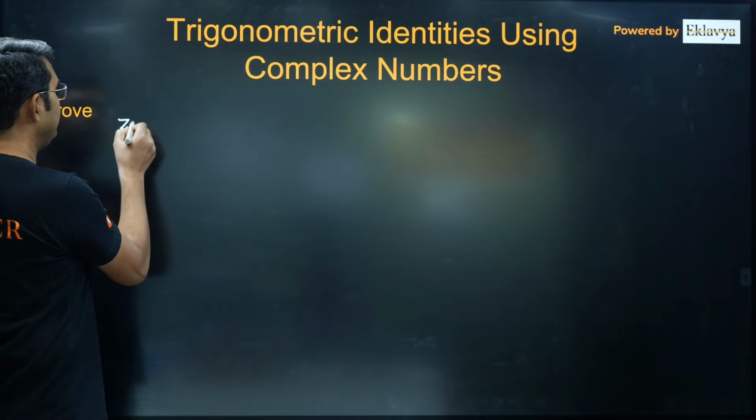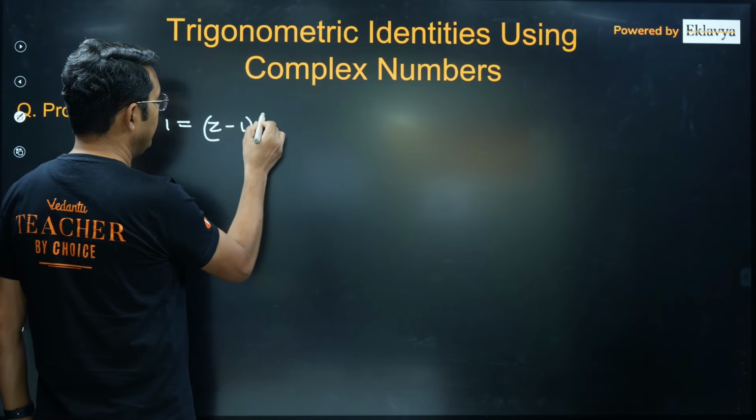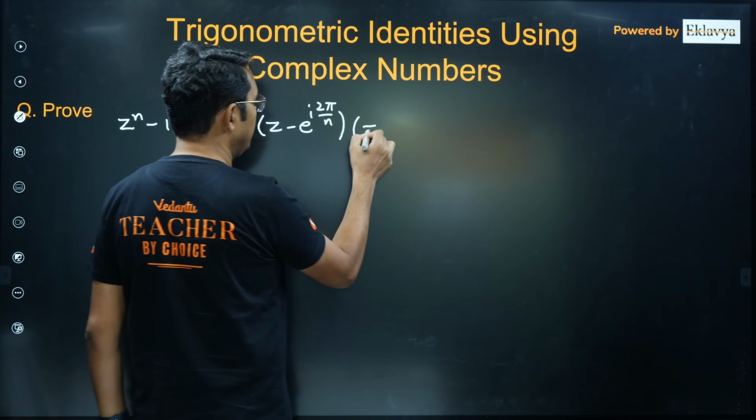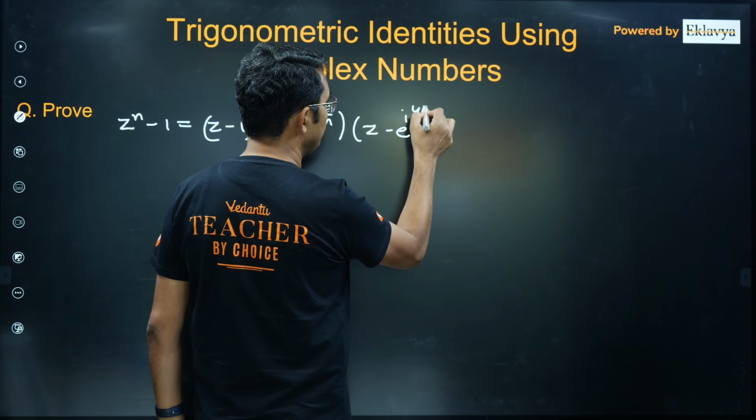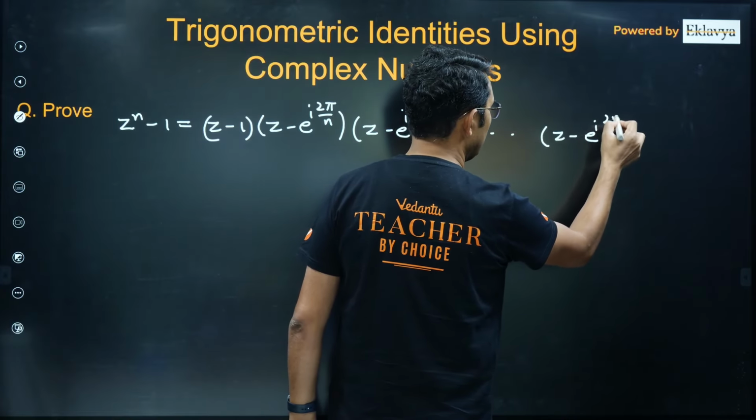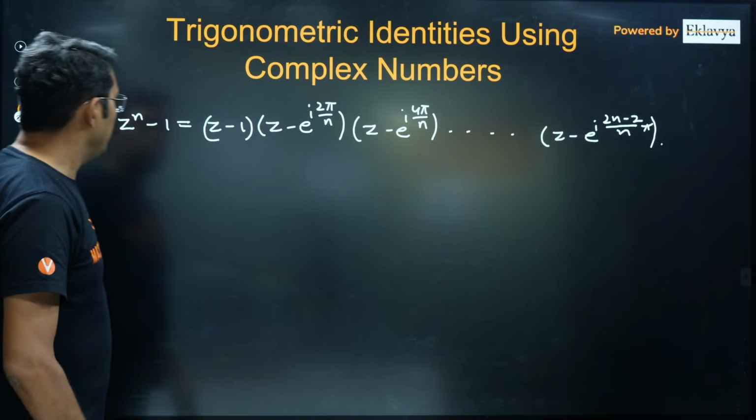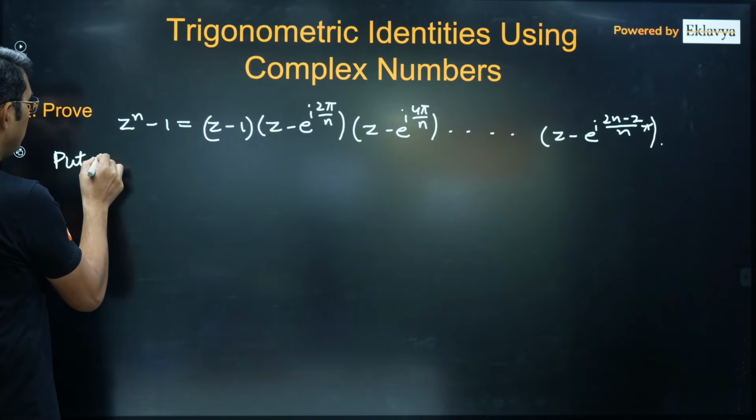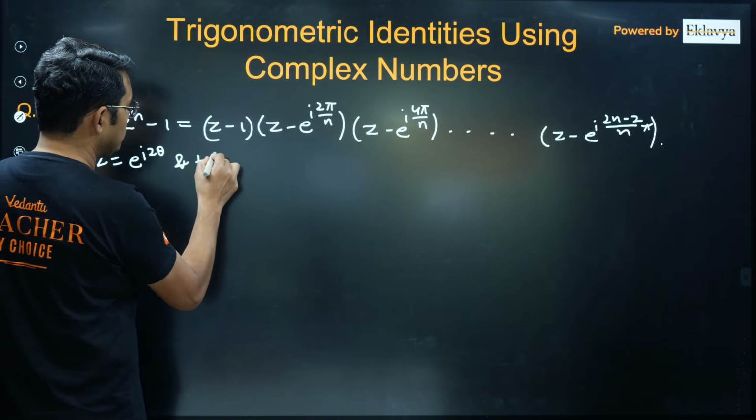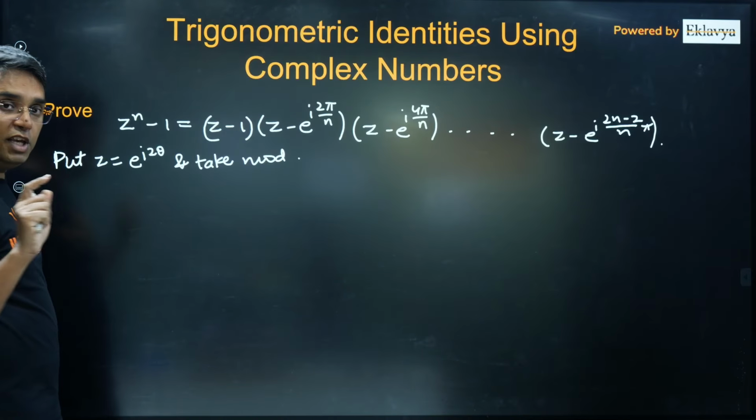So I will be starting with z power n minus 1 equal to (z minus 1)(z minus e power iota 2 pi by n) and so on only. Same nth root of unity. Very simple concept. (z minus e power iota 2(n minus 1) pi by n). Now what is to be done? You have to put z equal to e power iota 2 theta and take mod on both sides.